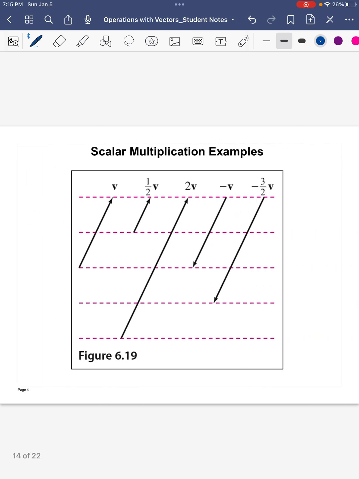Right? I have a picture here of some different scalar multiples. So we have first v, then half of v, and then 2 times v. Notice all those are the same direction, they're all positive. Then we get negative v and that flips around. And then we have negative 3/2 v, which is 1.5 times v, but in the opposite direction of v.